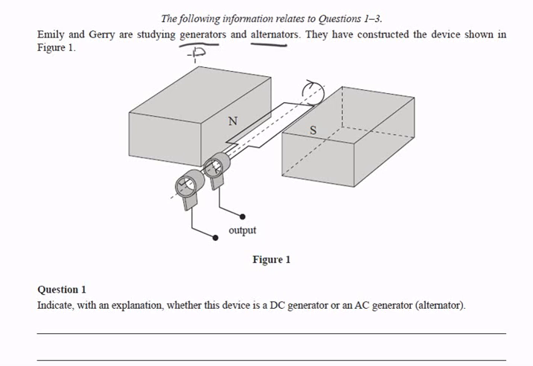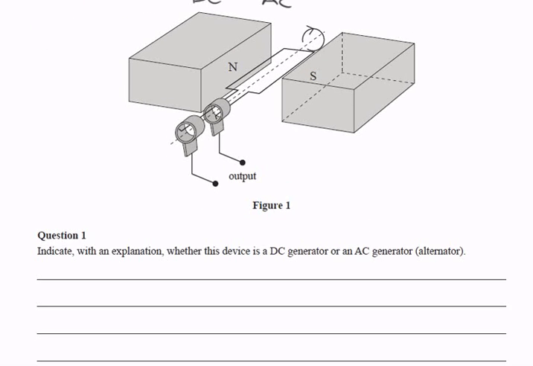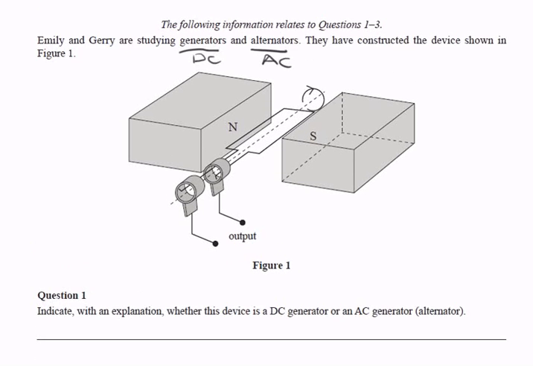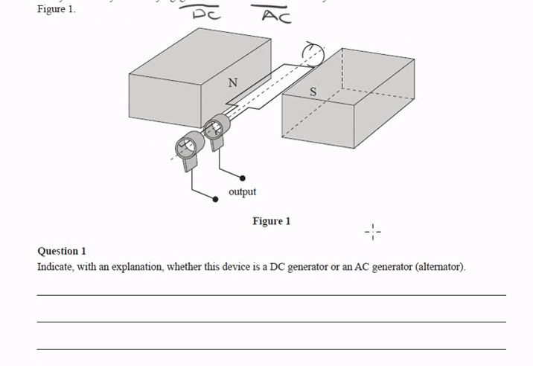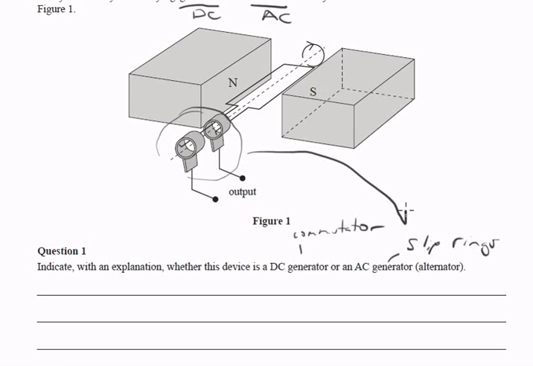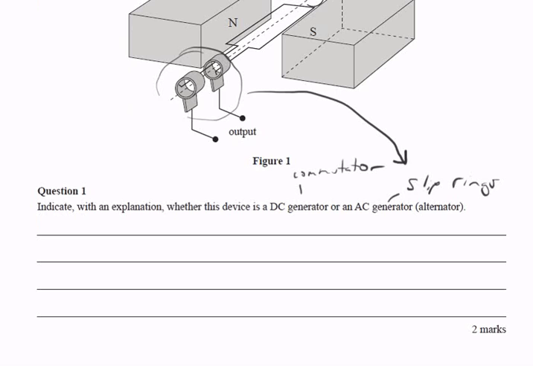The difference between them is one's DC and one's AC. The first question is: indicate whether this device is a DC generator or an AC alternator. The difference between the two is that one's going to have slip rings and the other will have a commutator. And what have we got here? These guys are slip rings. So that's our first answer.